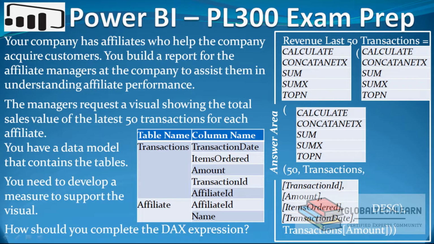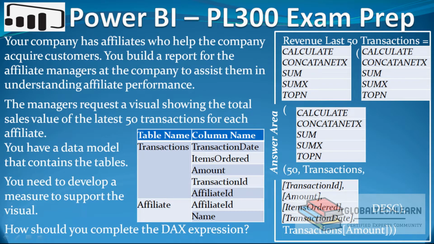You have a data model that contains two tables, transactions and affiliate. Under transactions we have the columns transaction date, items ordered, amount, transaction ID and affiliate ID, and under the affiliate table we have affiliate ID and name. You need to develop a measure to support the visual. How should you complete the DAX expression?